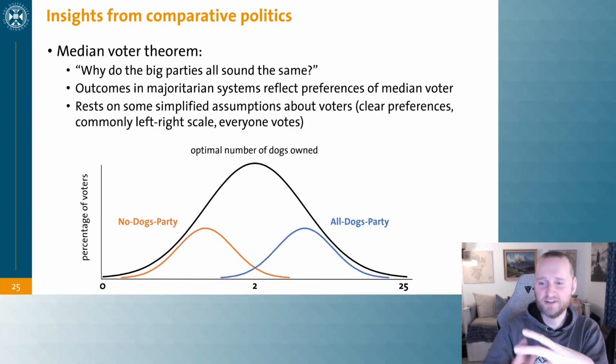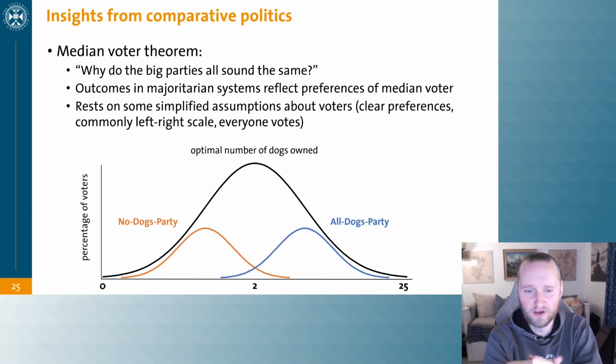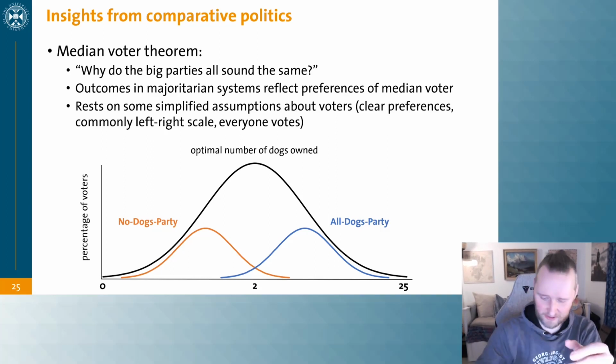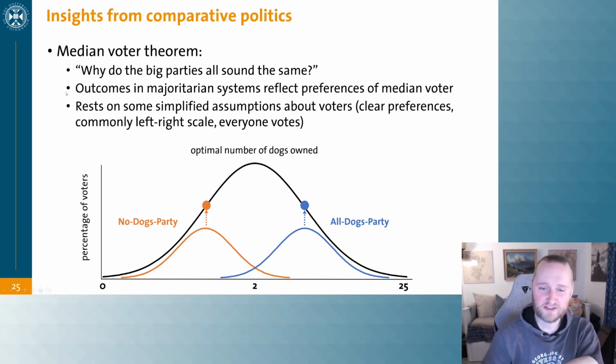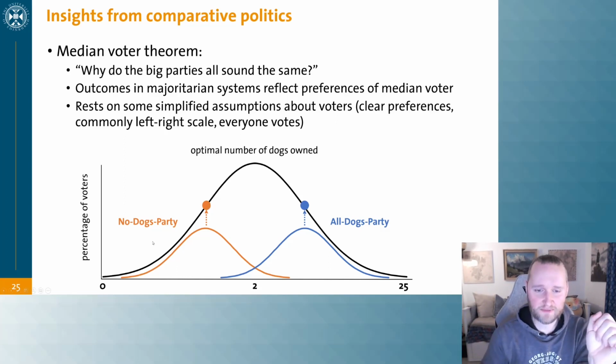Now, if you had two parties in this system, the no dogs party and the all dogs party, in this majoritarian system, they would each receive a certain amount of the vote share. The no dogs party would cater to all those that want very few dogs on the one side of the political spectrum, and the all dogs party caters to those that want a lot of dogs, and they would receive this share of the vote that corresponds to this point here. You can also see, for example, that the no dogs party's vote share, of course, goes down as voters' preferences go up in terms of the number of dogs, and the same works for the all dogs party on the other side.